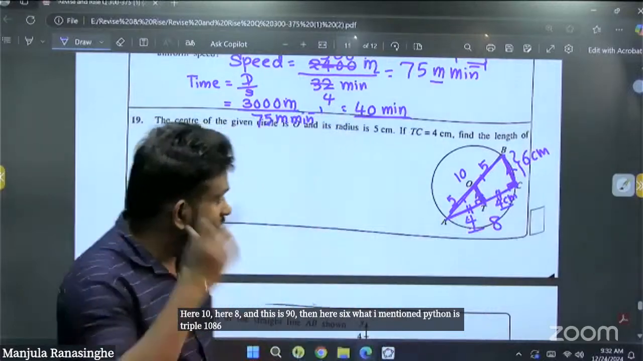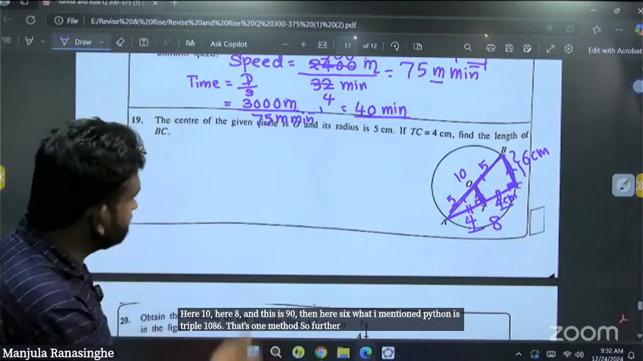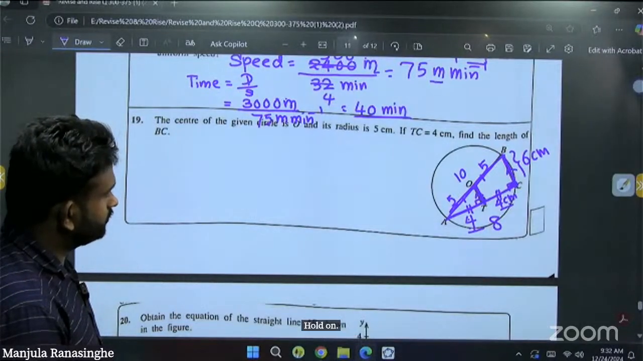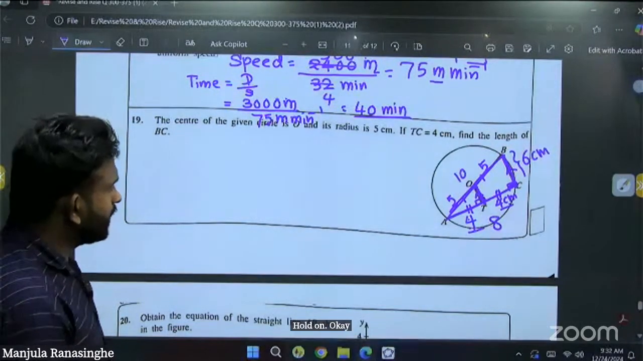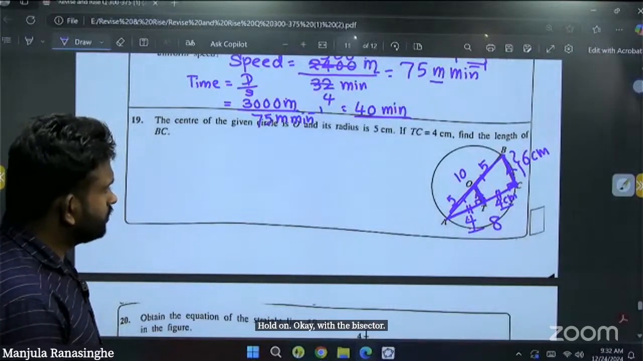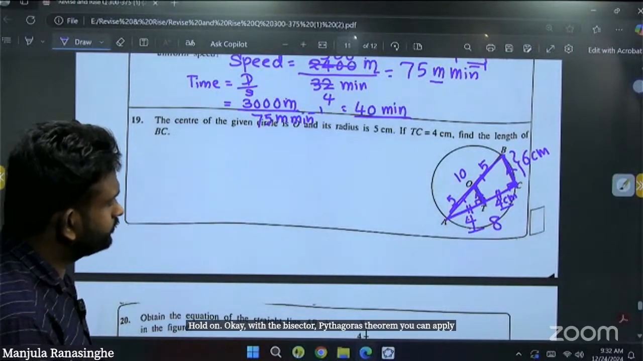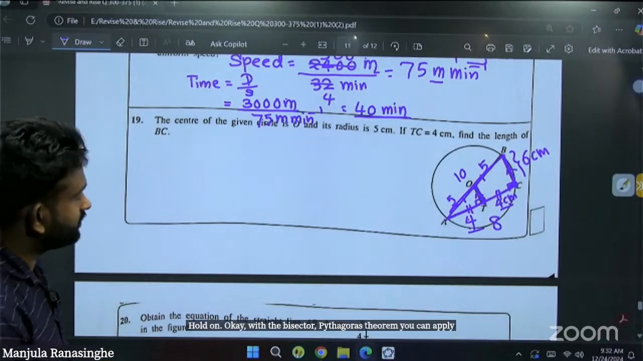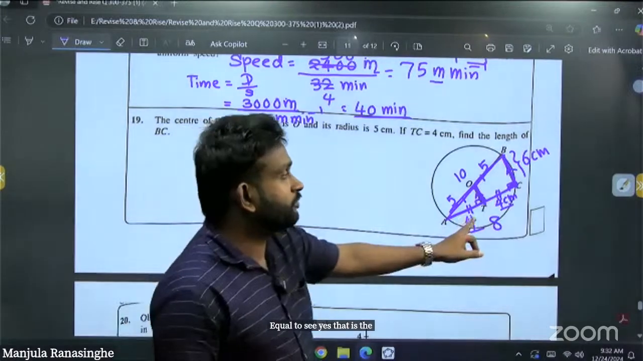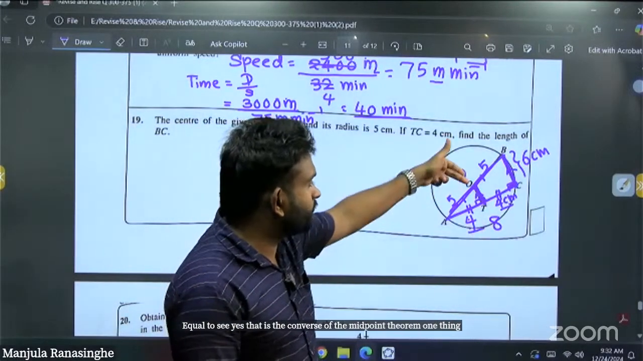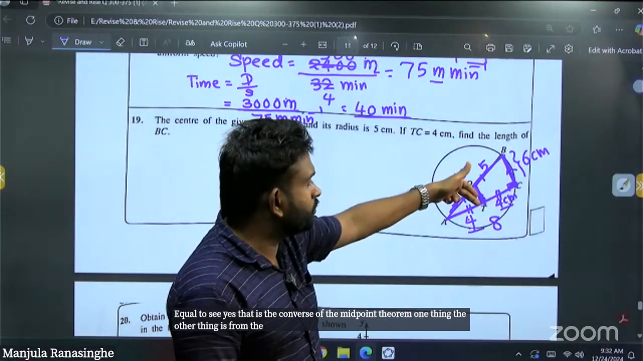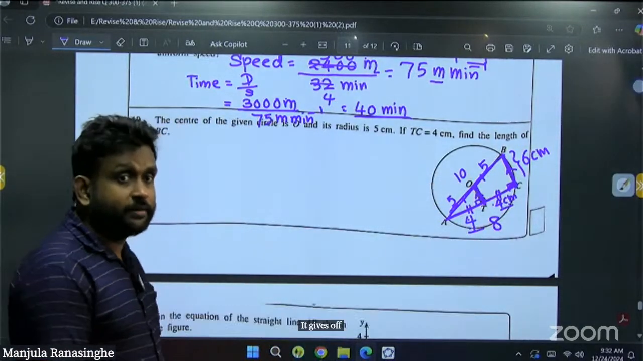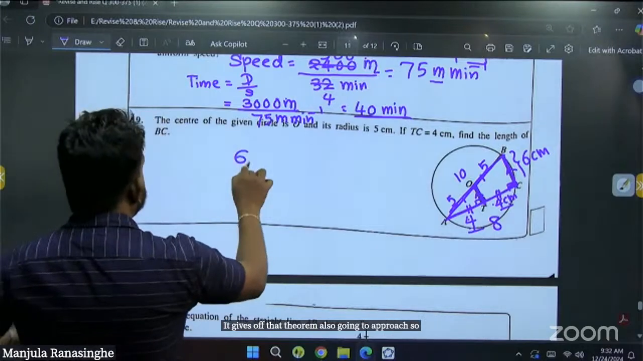That's one method. So further check whether any other methods are there or not. Okay, with the bisector, Pythagoras theorem, you can apply. AT equal TC, yes, that is the converse of the midpoint theorem. The other thing is, from the chord, a perpendicular is drawn to the chord, then the chord is bisected. With use of that theorem also you can approach. So, however, the answer is 6 centimeters.